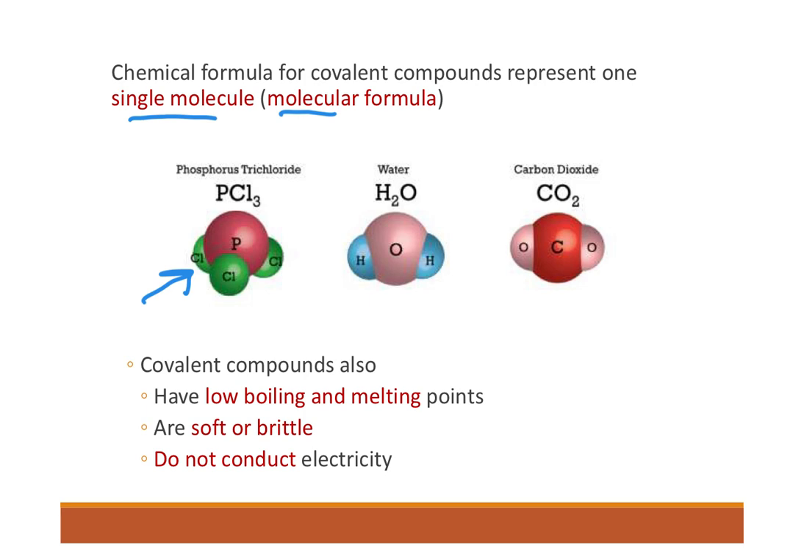Covalent compounds are sort of opposite to ionic compounds. They have low boiling and melting points, which means they tend to be liquid or gas at room temperature. As a solid, they are soft or brittle, and since they do not have ions, they will not conduct electricity when dissolved in an aqueous solution.